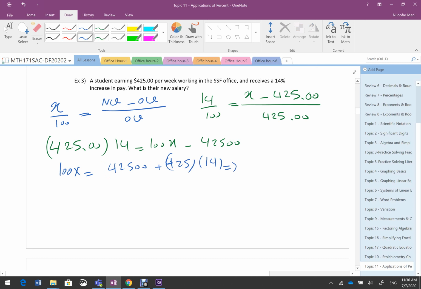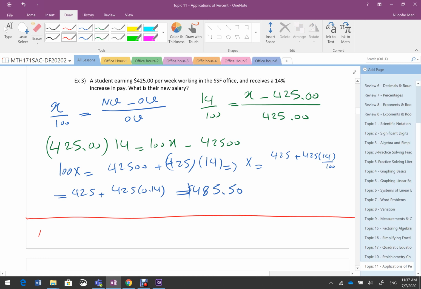So what is the answer? So x is 425 plus 425 times 14 over 100, which is just 14%. So I can say it is 425 plus 425 multiplied by that. So you can find the answer here: it's 425 plus 425 multiplied by that, which is 485.5. $485.50. Okay, I can make a formula here.